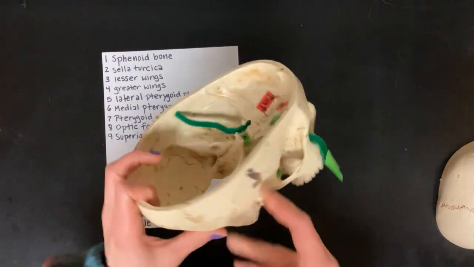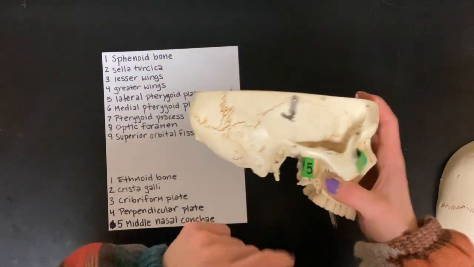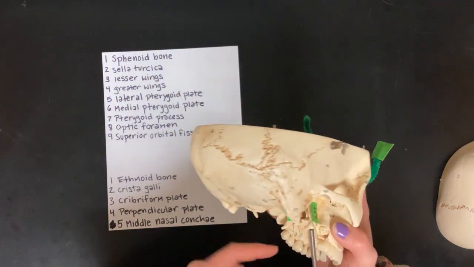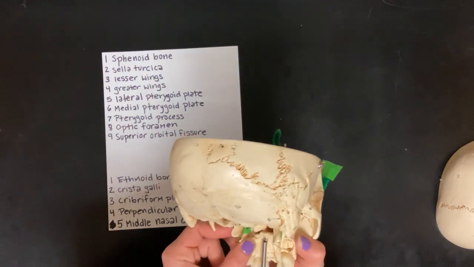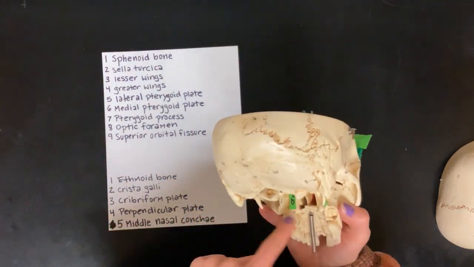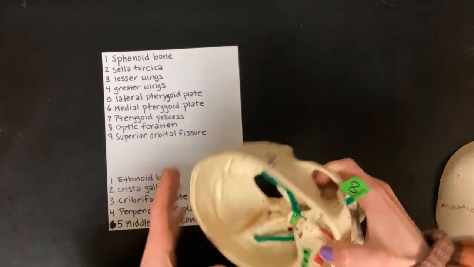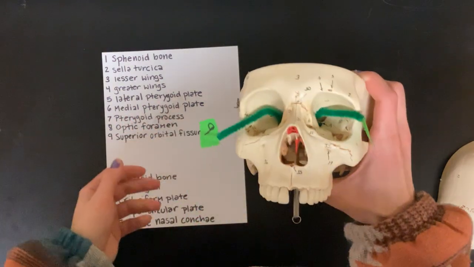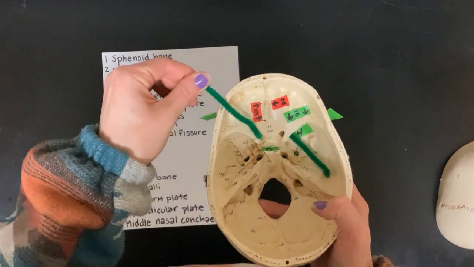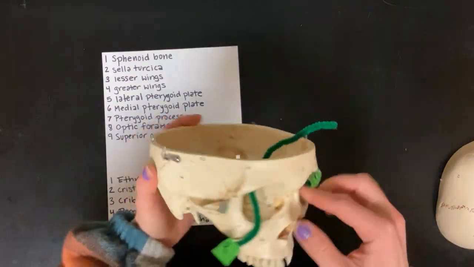Five, it's going to be your lateral pterygoid plate. Number six, it's going to be your medial pterygoid plate. Together they make up a pterygoid process. So a lateral and a medial plate make up a process. Number eight, this is going to be your optic foramen, coming out most superiorly. Number nine is going to be your superior orbital fissure, just below that.